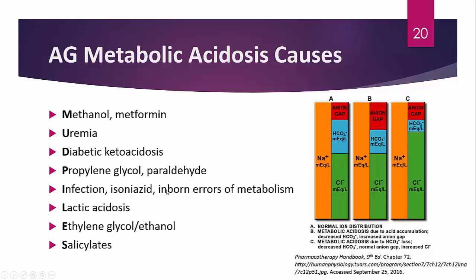Infection, isoniazid, and inborn errors of metabolism are the I. So infection can cause an anion gap metabolic acidosis through potentially causing lactic acidosis from sepsis. And sepsis is essentially an inflammatory syndrome where infection has gotten out of control and the body can't necessarily compensate anymore by itself.